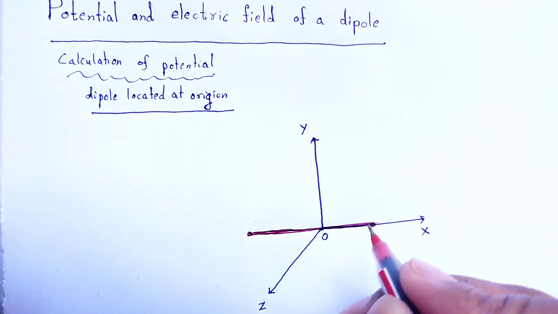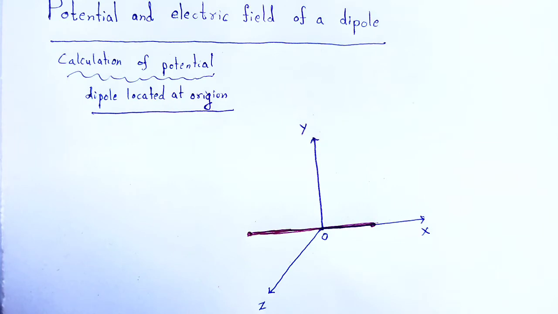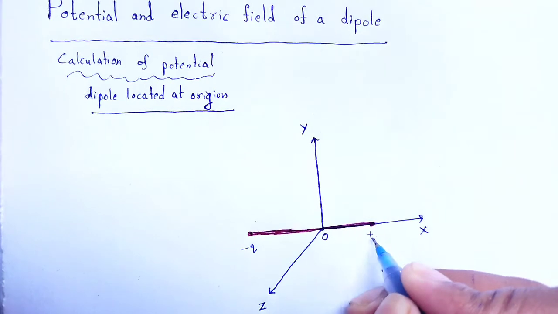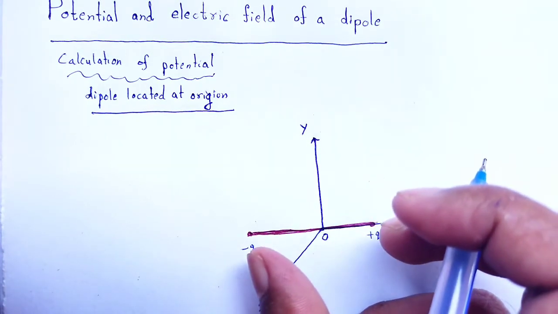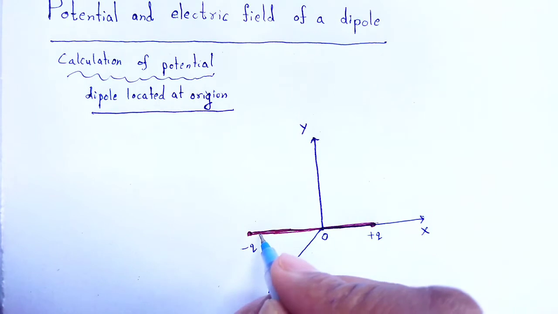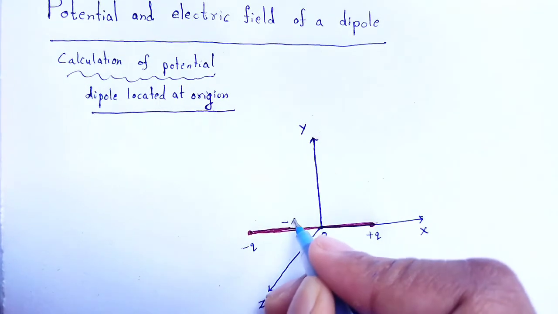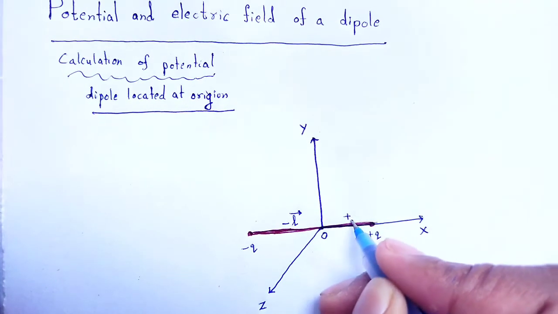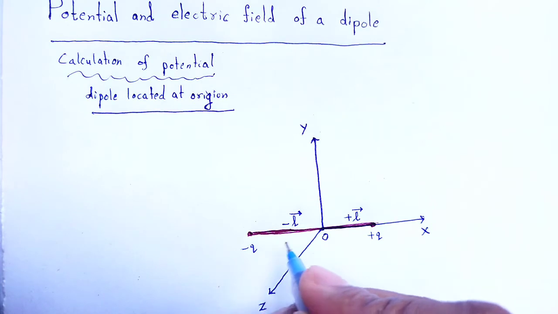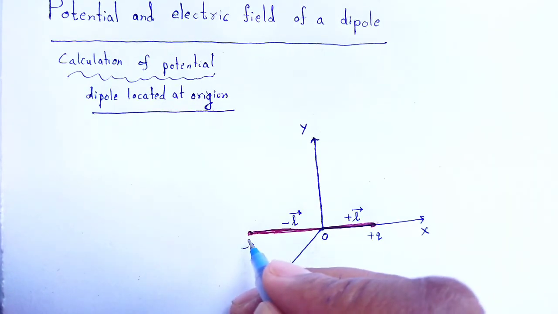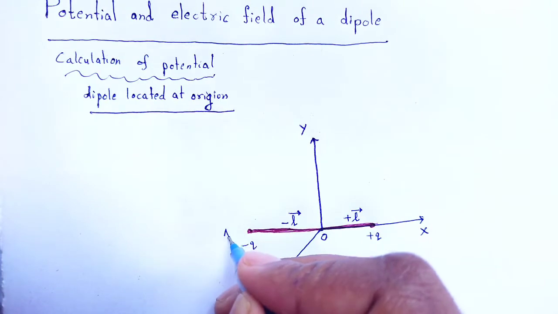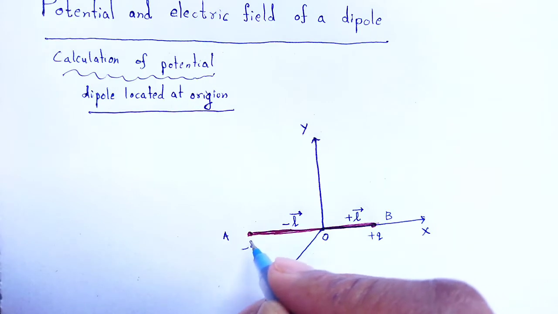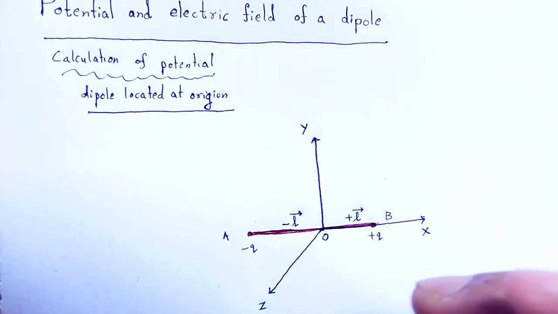This is the dipole. Charge minus q, plus q, its distance be 2l. So, the negative charge is at minus l and the positive charge is at plus l. These are at the points A and B. At point A, negative charge, at point B, positive charge of the dipole.